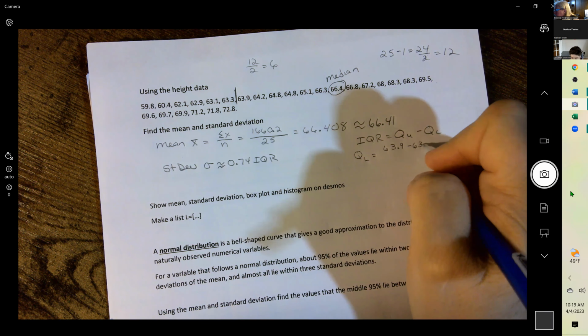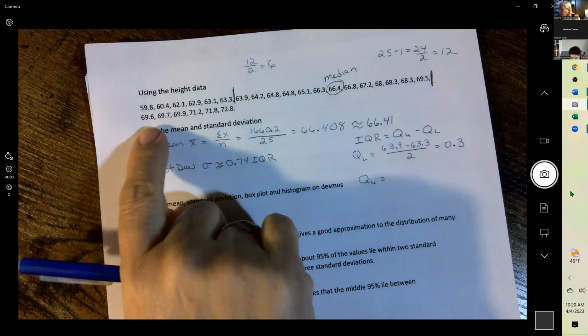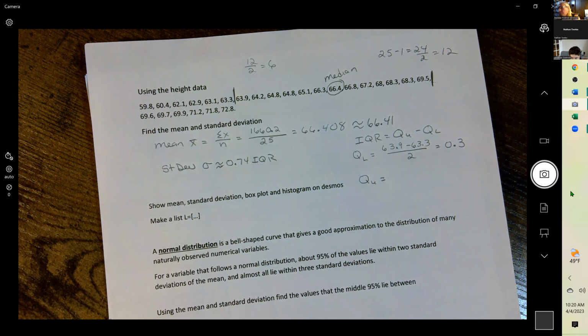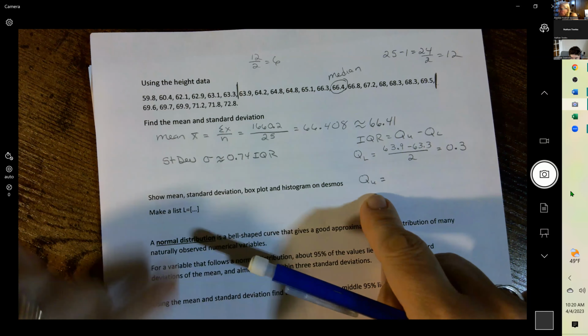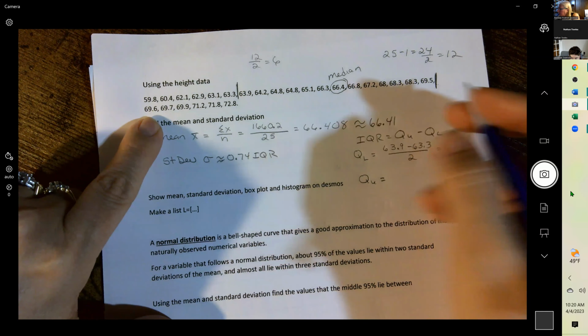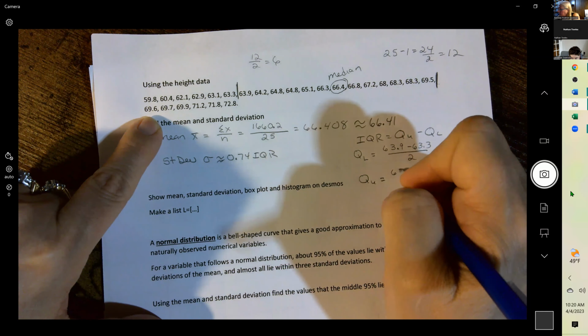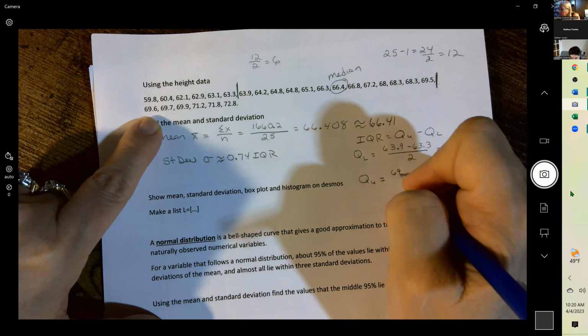The upper quartile, again, there's 12 of them. 1, 2, 3, 4, 5, 6. Right here would be the middle. There's 6 here and 6 here. So the upper quartile would be 69.6 plus the other middle value.